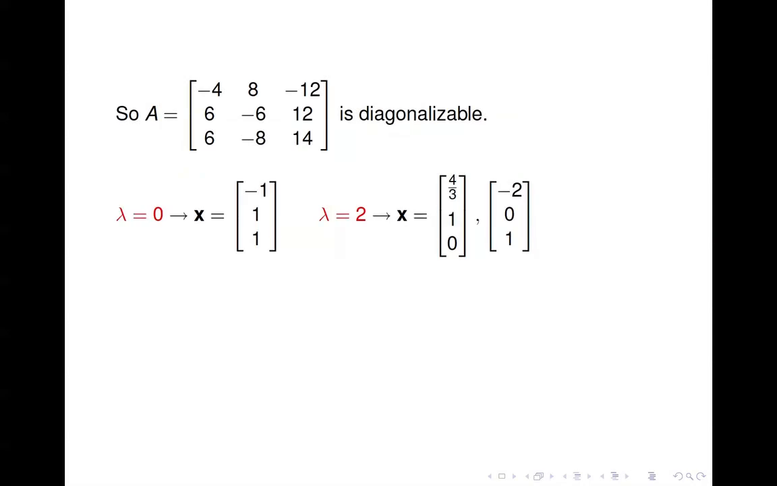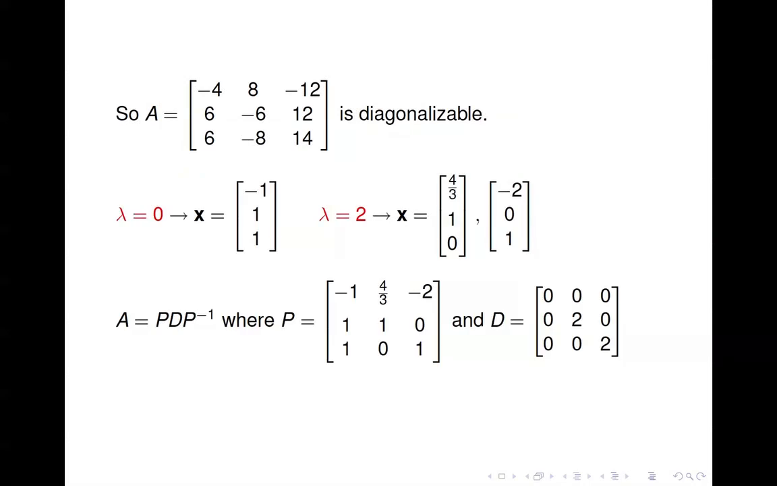All right, here are the eigenvectors that we found. So we know that A is equal to P D P inverse, where P is this matrix. Now notice that the negative 1, 1, 1 came from lambda equals 0. So that means in the first column of D, I've got 0 here in the diagonal entry. These last 2 eigenvectors came from lambda equals 2. And so in the second column and the third column of D, I've got 2 on the diagonal.